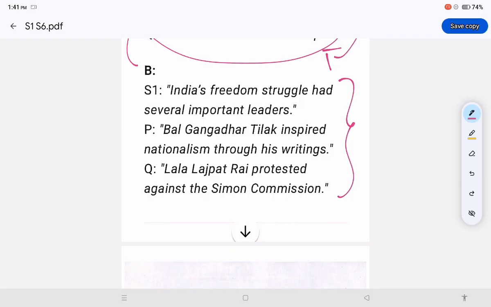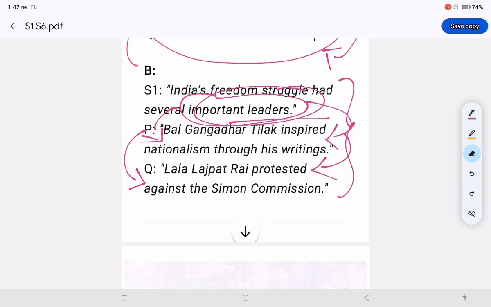India's freedom struggle had several important leaders. See, we are talking about important leaders, and then we jump into Bal Gangadhar Tilak. Bal Gangadhar Tilak inspired nationalism through his writings. We are given an example completed about Bal Gangadhar Tilak, and then we come to Lala Lajpat Rai. Lala Lajpat Rai protested against the Simon Commission. So we talk about a particular topic, then introduce the example, elaborate about it, another example, elaborate about it.